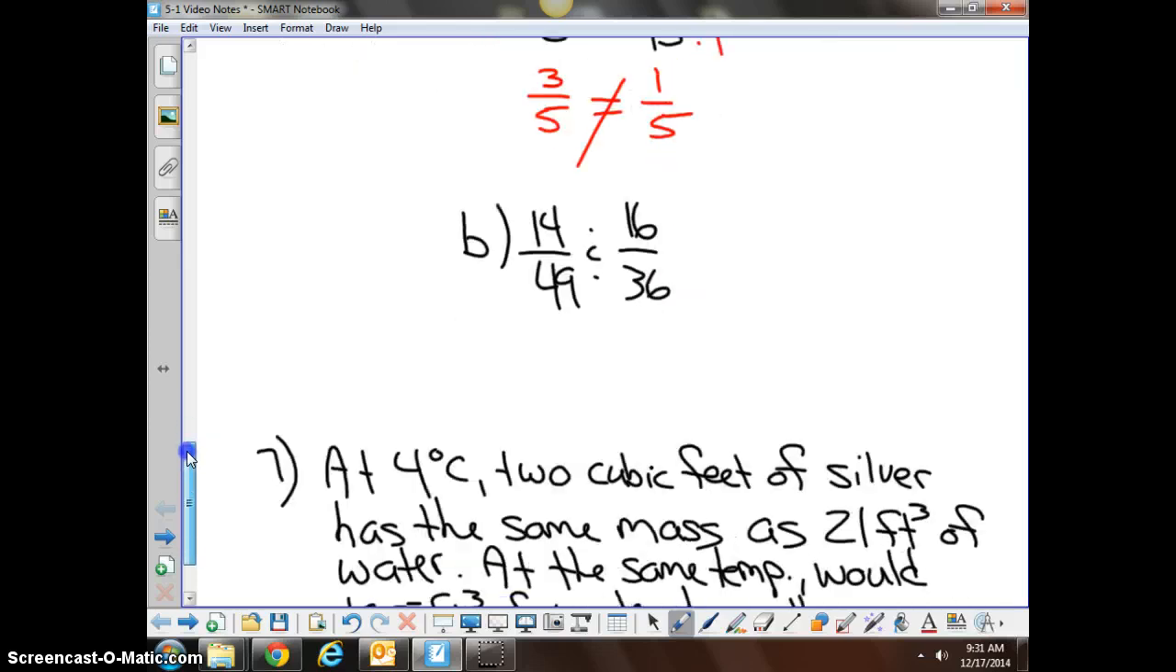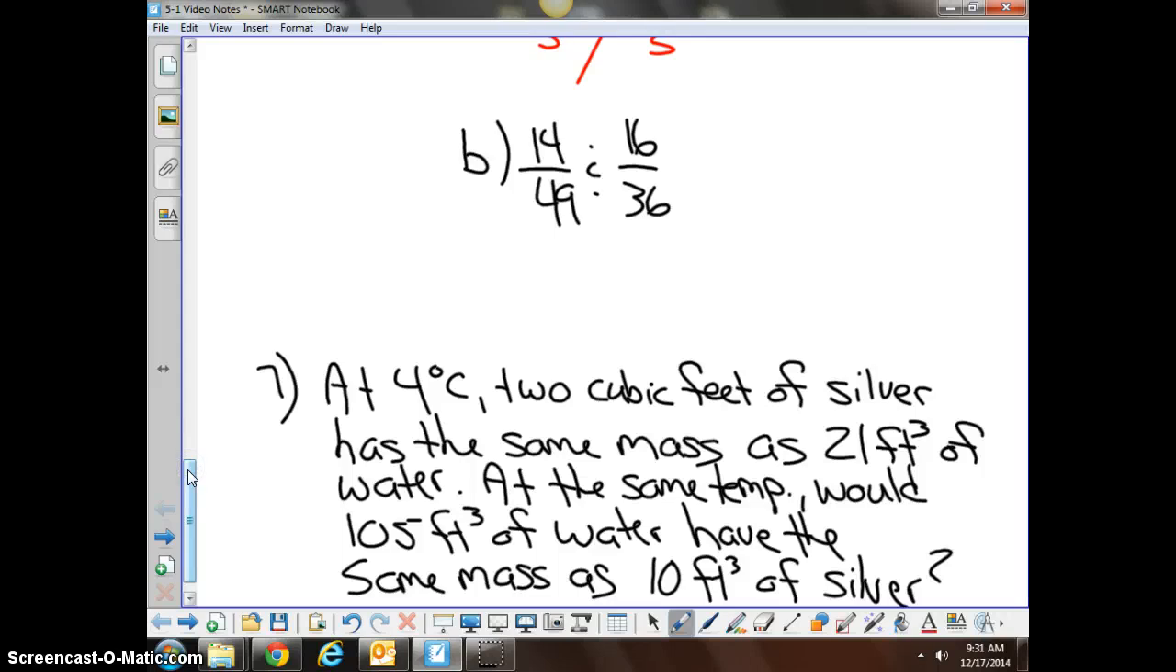14/49 and 16/36. I have 14/49 not in simplest form. I know that 7 goes into both 14 and 49, and I'm going to reduce that down to 2/7. And I know that 4 goes into 16 and 36, and that reduces down to 4/9. Both of them are in simplest form. They are not equal to one another, therefore 14/49 and 16/36, two ratios are not equivalent.